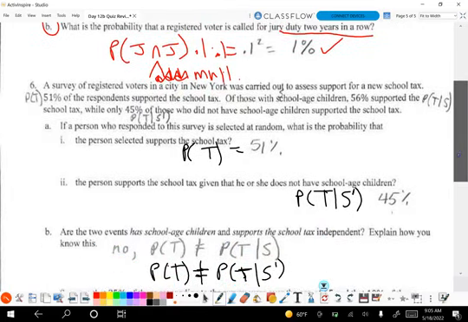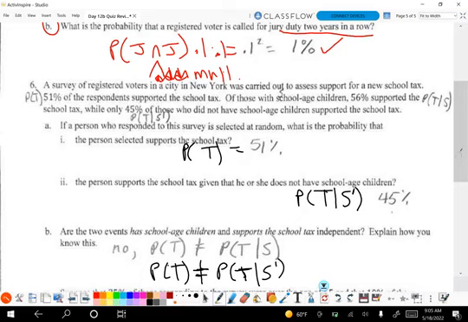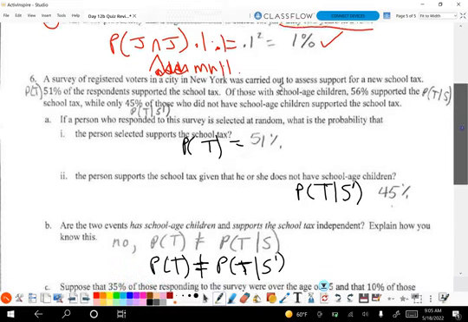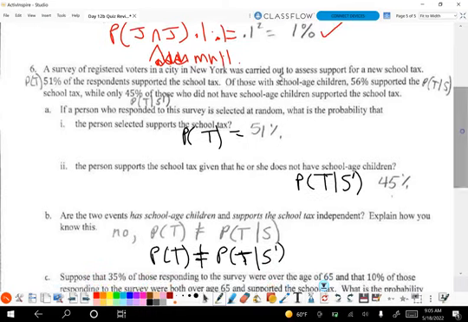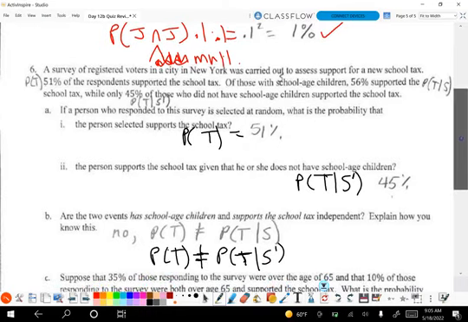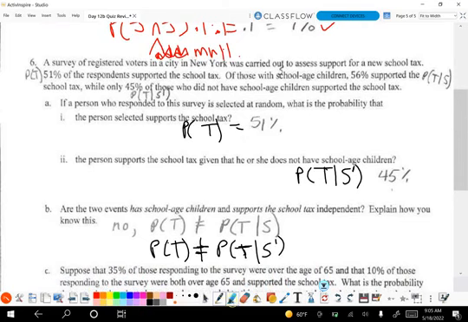Now we're doing a survey based on whether or not you have a school-age child versus whether you support or don't support the tax based on whether you have a school-age child. So I would first pay attention to what our events are. We've got school-age children, and we have tax, which is going to be T. They give us the probability of supporting the tax at 51%.